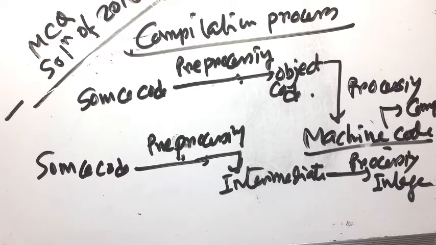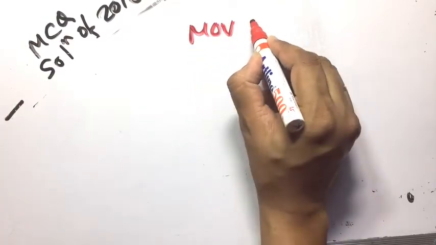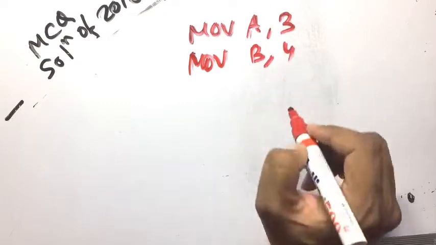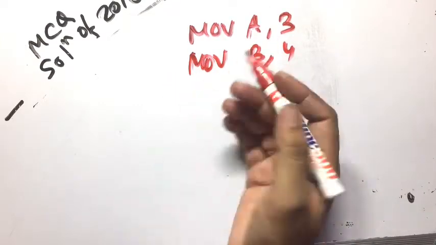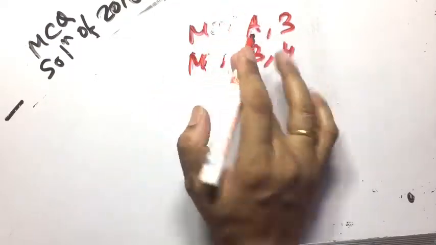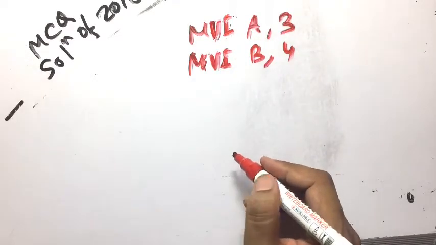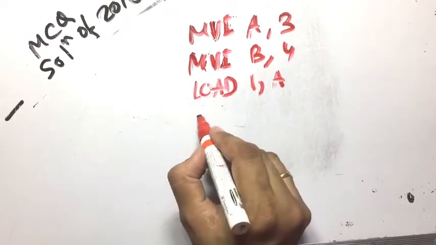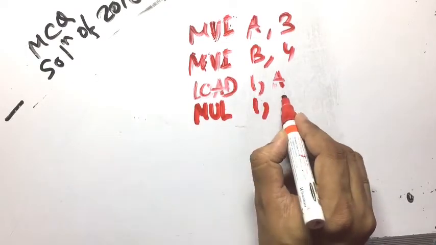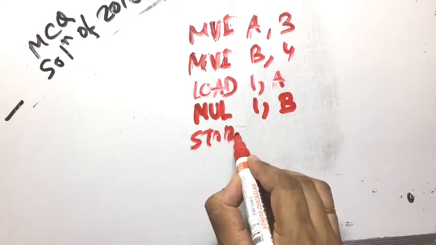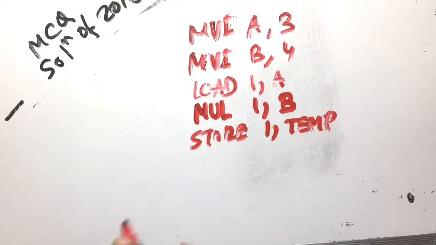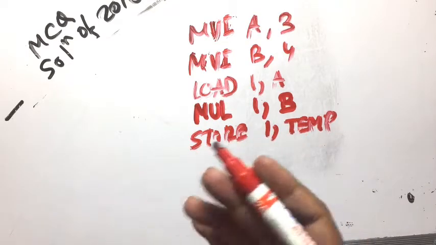Consider the example also. Suppose there is an instruction MOV A comma 3, the operand is given. MOV B comma 4, the value 4 is provided to the B register. You can use MVI, move immediate, so that it directly transfers the data to the particular register. Then load A, multiply the value with B, and store the result to the temporary register. So this is the concept of a program's assembly code.